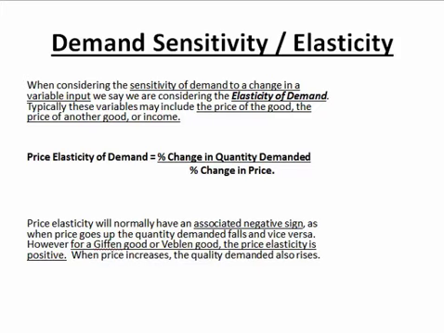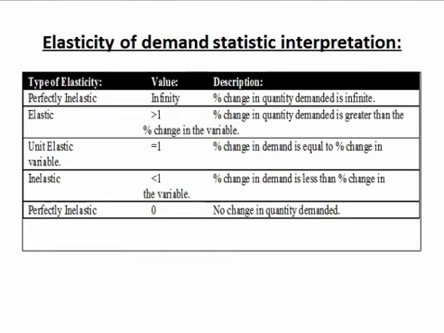The PED, or price elasticity of demand, equates to the percentage change in quantity demanded divided by the percentage change in price. Price elasticity will normally have associated negative signs, as when the price goes up, the quantity demanded falls, or vice versa. However, for a Giffen good or a Veblen good, the price elasticity is positive. When price increases, the quantity demanded also rises. These categorizations have been laid out in the table in front of you, just for ease of understanding.